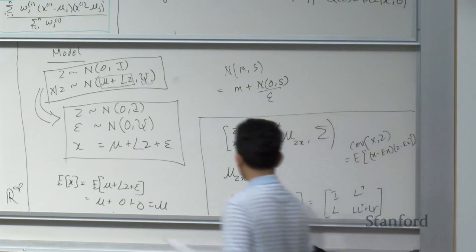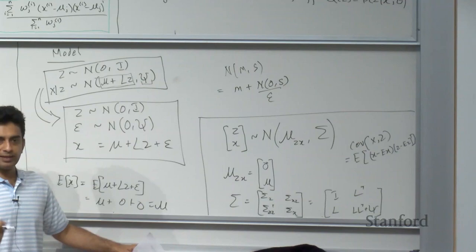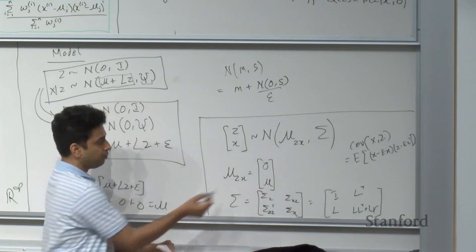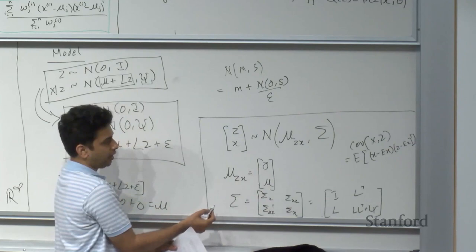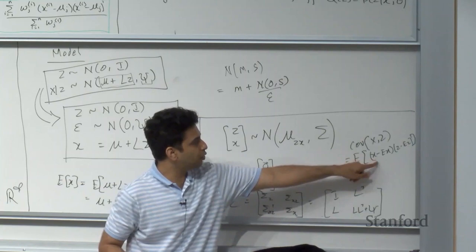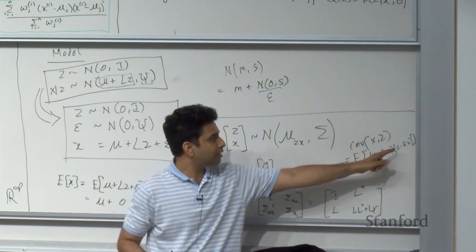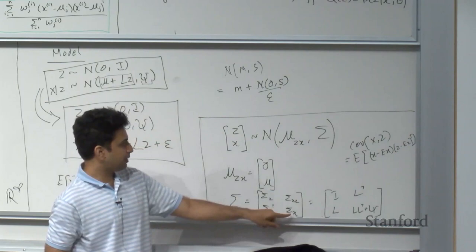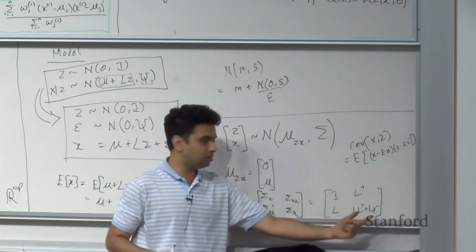Right? So the model, or the joint probability of X and Z, is going to be a multivariate Gaussian distribution whose mean is given by 0 and mu, and whose covariance is given by identity, L transpose, L, and L L transpose plus psi. The way you arrive at these is by going with the definition of covariance of X and Z as the expectation of X minus expectation of X times Z minus expectation of Z, transpose, right? Similarly, for the covariance of X, you do the same, X minus expectation of X, times its transpose, and you will get these terms. The detailed steps are in the notes.